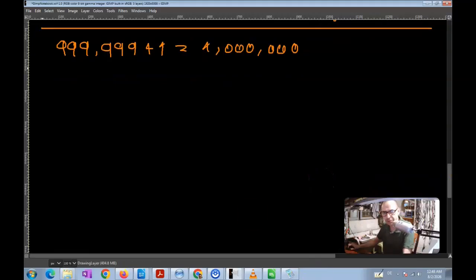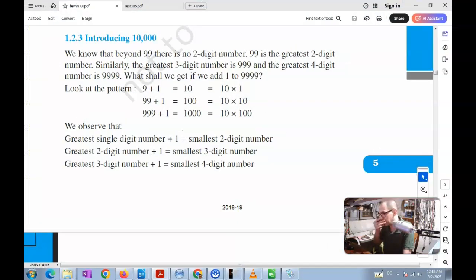Now, a couple of interesting things that you can do with this knowledge: beyond 99 there is no 2-digit number, because 99 is the greatest 2-digit number, and the greatest 3-digit number is 999, the greatest 4-digit number is 9,999, and then if you add 1 to that, you will get 10,000, right? Which is what they wanted to introduce over here.